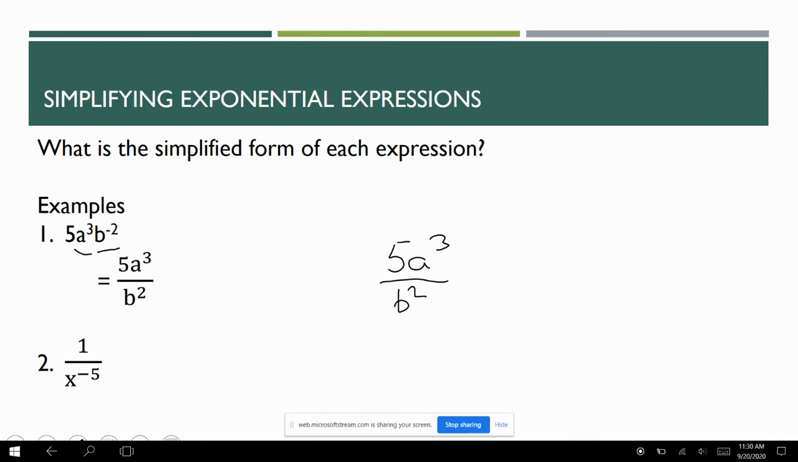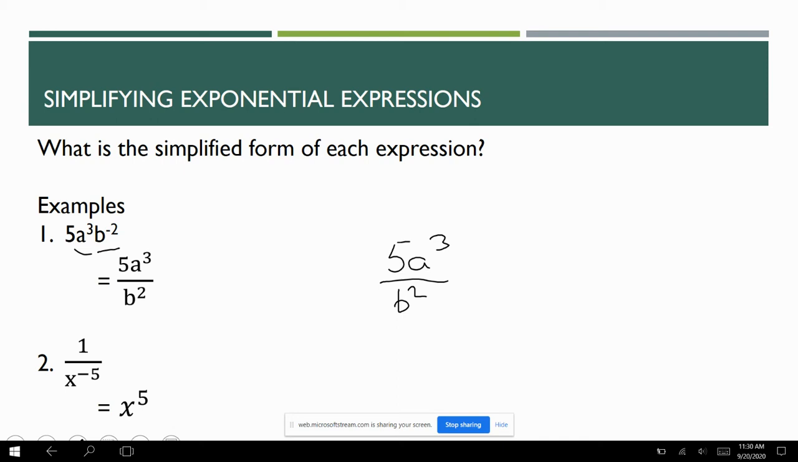Similarly, with number 2, we have 1 over x to the negative fifth. Well, right now, my negative exponent is in the denominator. So if we want to get it to be positive, in this case, we do send that x to the fifth to the numerator. So this is really x to the fifth.